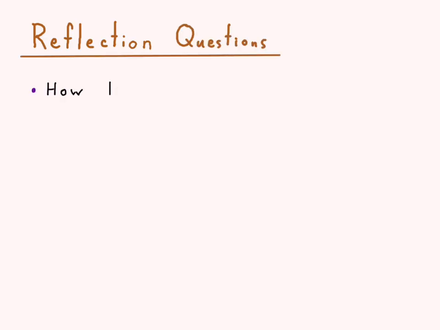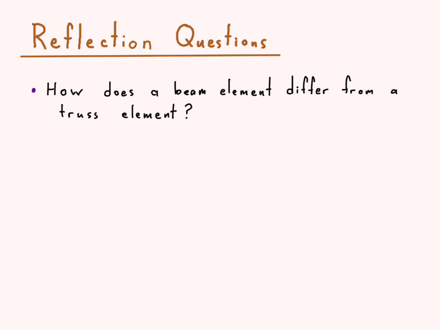Okay, very good. That brings us to the reflection questions. The first reflection question we have is, how does a beam element differ from a truss element? This might actually be related more towards when we started reviewing those videos on the beam stiffness matrix equation, but it's pertinent here. So what are the differences? What difference in degrees of freedom do we have?